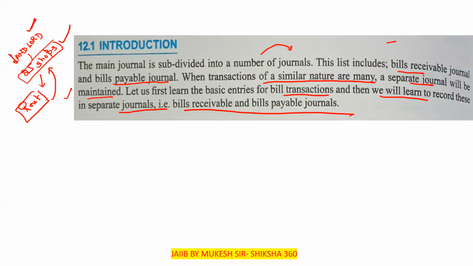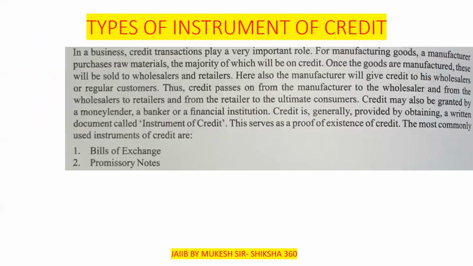In the examination you will get one question from the bill of exchange and promissory notes, and mostly I have seen that they will also ask theoretical questions from that, like what is drawer, what is drawee, what is payee in the bill of exchange or in the promissory note. All these types of things they will ask in the examination. So we have to cover all these things. Let's start our discussion.